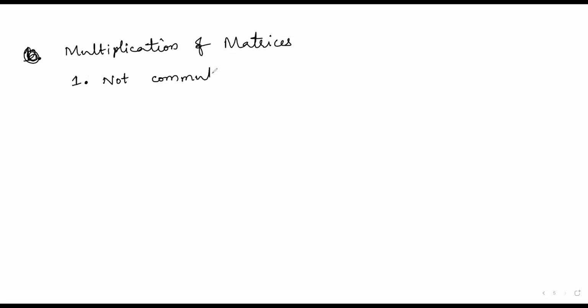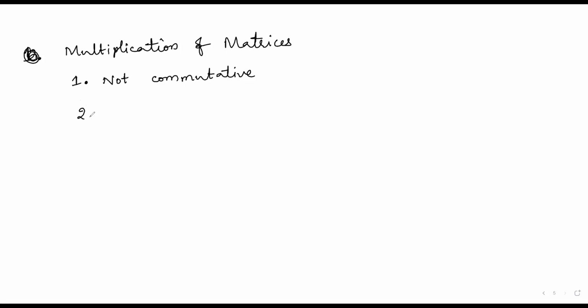One very important thing, therefore, properties. Number 1 property, multiplication of matrices is not commutative. Not commutative means AB is not equal to BA. If AB equal to BA in all the cases, then you can say it's commutative. But multiplication of matrices is not commutative, while addition is commutative.